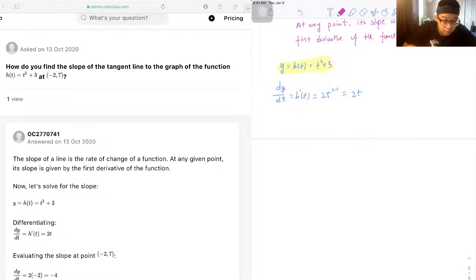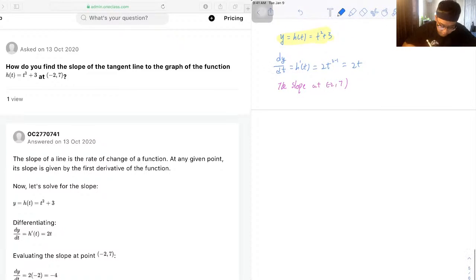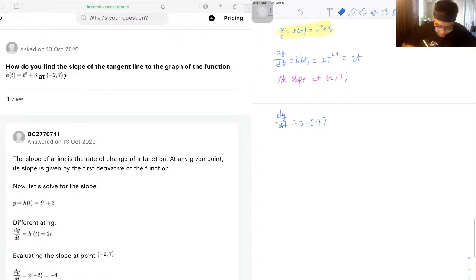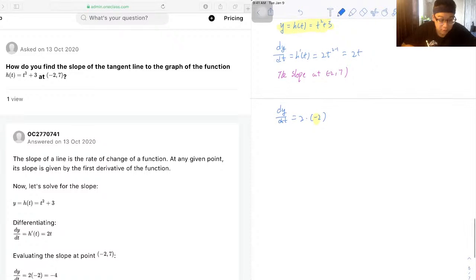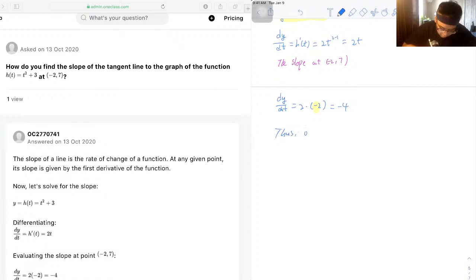Okay, let's write it down here. So the slope at (-2, 7). Yeah. So we will have dy/dt is equal to 2 times -2, because we're substituting t by -2. So we'll get -4. Thus, our slope is -4.